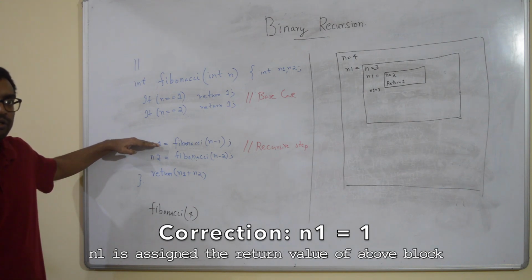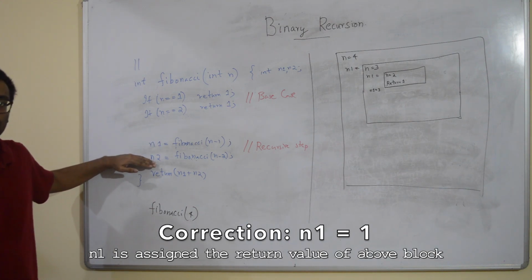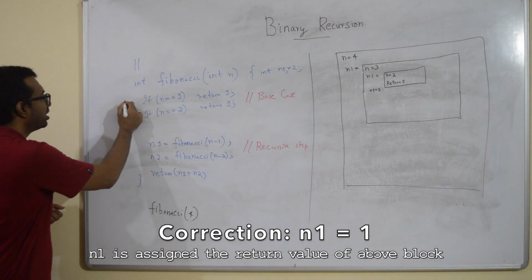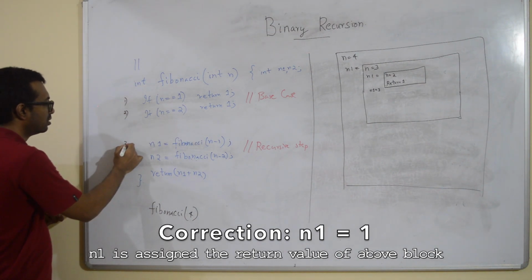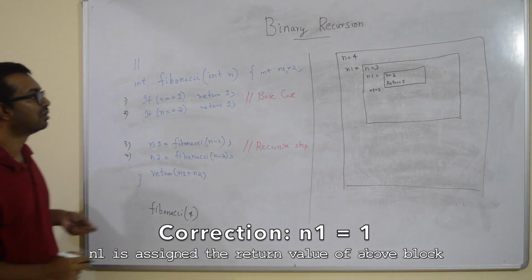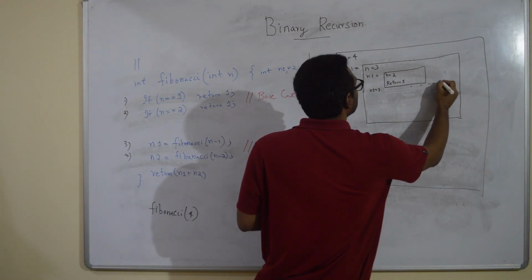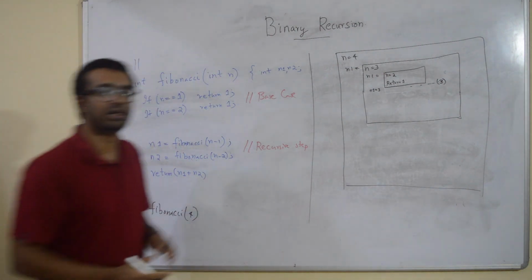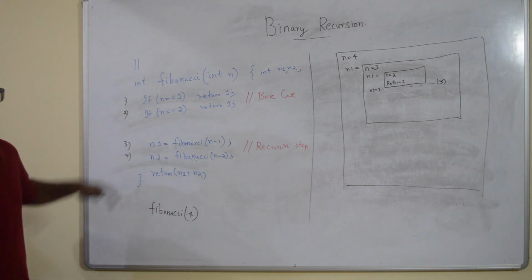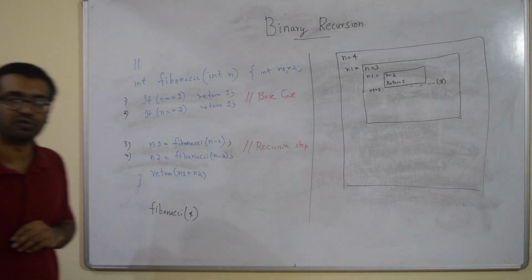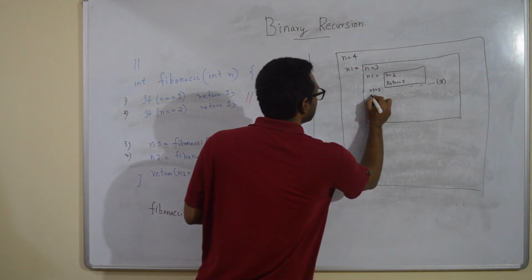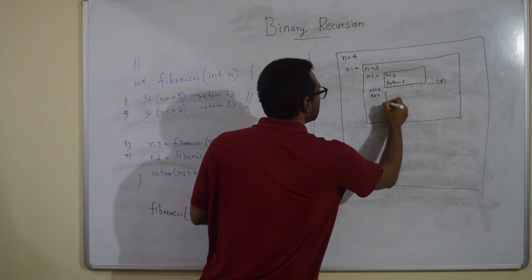What is the next line to be executed? The next line, n2. Okay, if I put some line numbers here, 1, 2, 3, 4, this is line number 3, right? So we are in line number 3. I got n1 is equal to 3. So I have to move to line number 4, and that is n2.